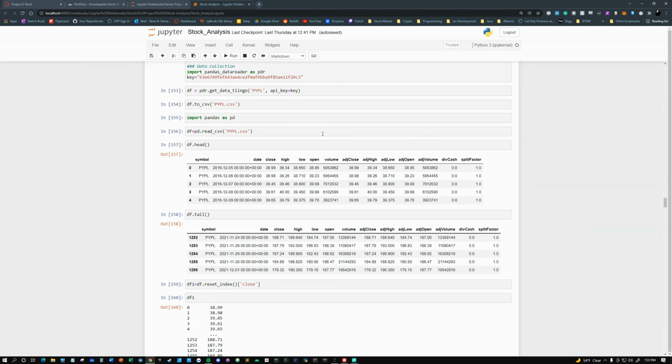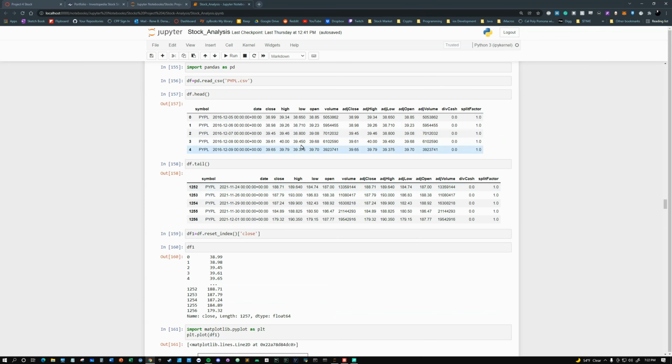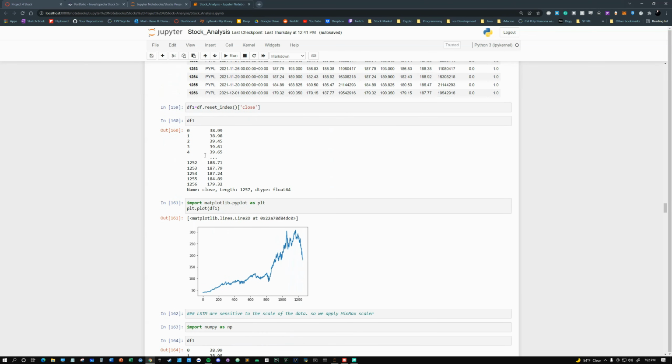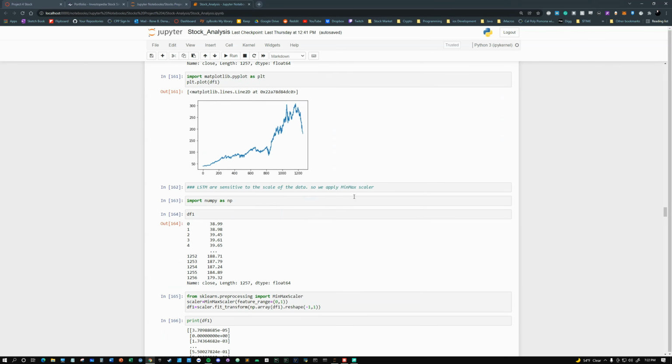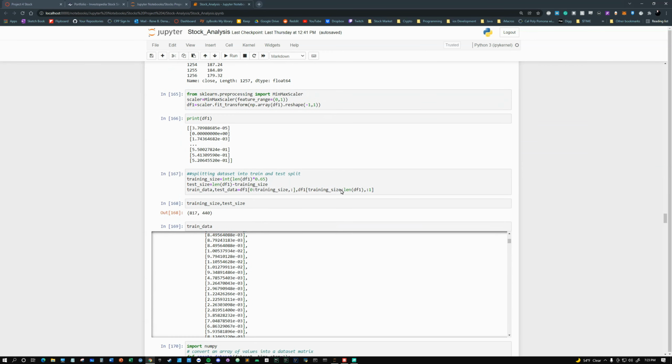As always, you import the necessary libraries. For this example, I use the ticker PYPL, or PayPal. So just print the data, make sure we have the right data on here. I scale the data, I plot the data, make sure everything's good. So yeah, we keep moving down.